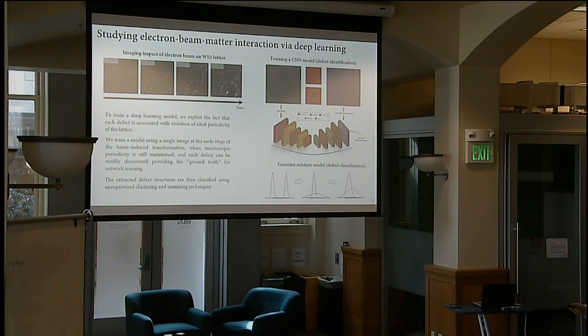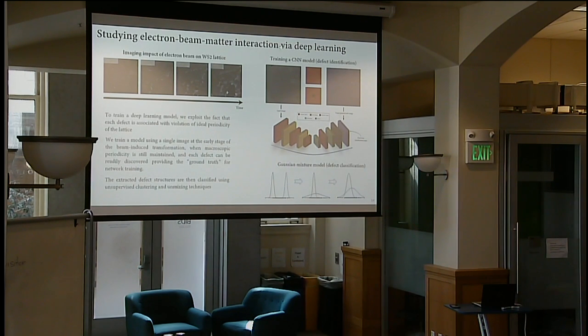We realized that every defect is associated with a violation of ideal periodicity of the lattice. So we took a first frame, or a frame just before recording this movie, and you do some simple Fourier-based analysis on this image when the global periodicity is still maintained. And you can map positions of all the point defects. Now, you do data augmentation, and this is your input, and this is your ground truth, and you train a model to find these defects that break lattice periodicity. Then you apply it to the rest of the data, and then you do some Gaussian mixture model based unmixing.